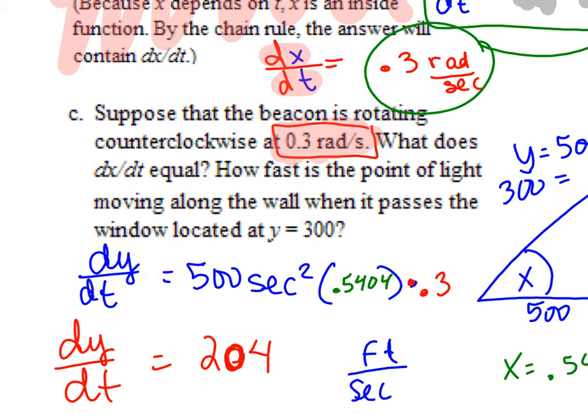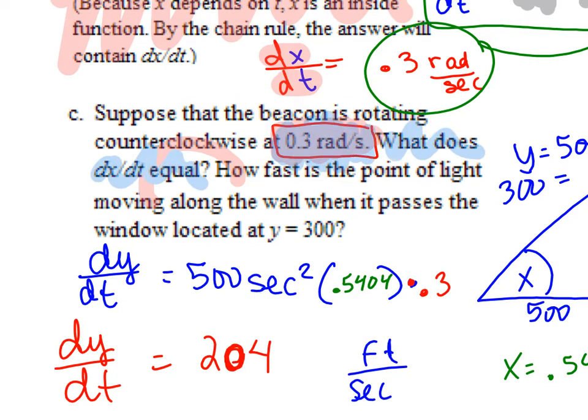That doesn't make sense, because you literally are giving it to me though. So the beacon is rotating counterclockwise at 0.3 radians per second. What does dx/dt equal? Well, it equals 0.3, right? Am I missing something over here? Why are you giving me this answer and then asking me what it is?